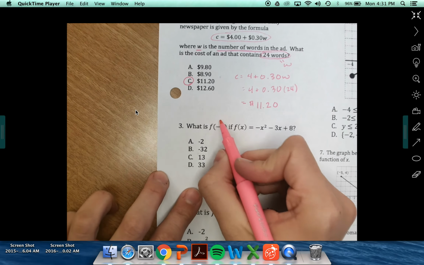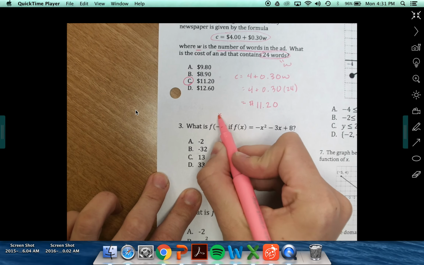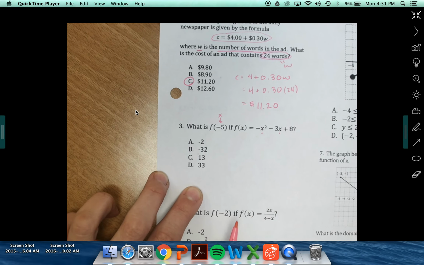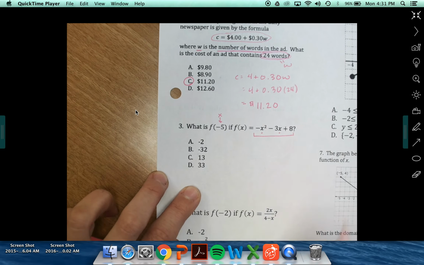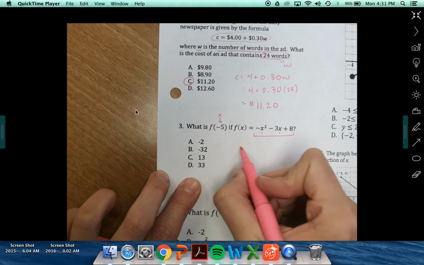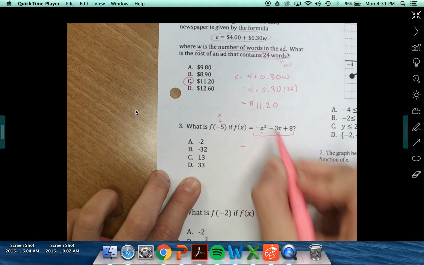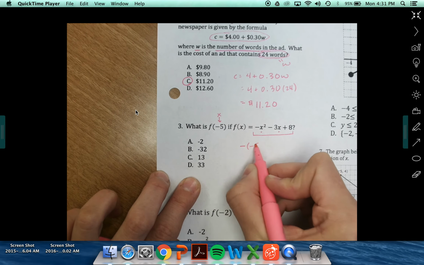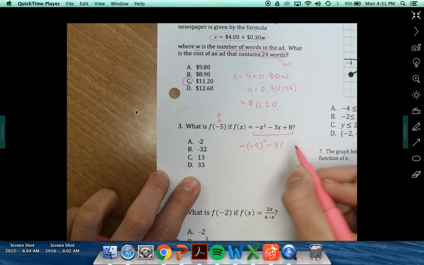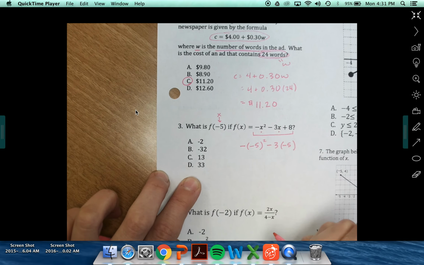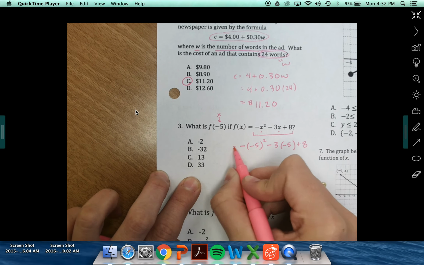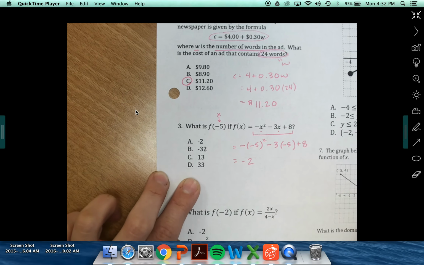Number 3, f of negative 5. This is your x. F of x equals negative x squared minus 3x plus 8. Okay, so this is the important part. We have 2 x's that we're replacing with a negative 5. Okay, so I'm going to have negative x. So x is negative 5. So I've got negative x squared minus 3x plus 8. If I plug all of this in, that will give me negative 2.